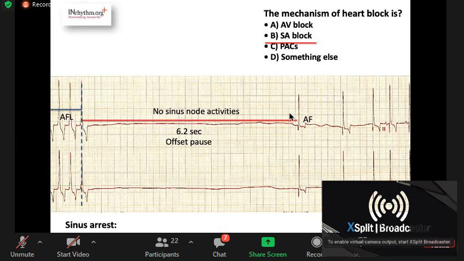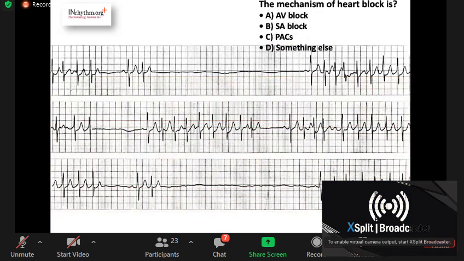Suppose this patient would have been in sinus rhythm and there is a pause, I won't wait for the 6.2 seconds. But this patient was having an atrial flutter converted to atrial fibrillation, so I can have some kind of patience. And the cutoff is 5 seconds. It is not 3 seconds, just like in sinus rhythm. So this is an offset pause. So this is a variety of SA pause, SA arrest.